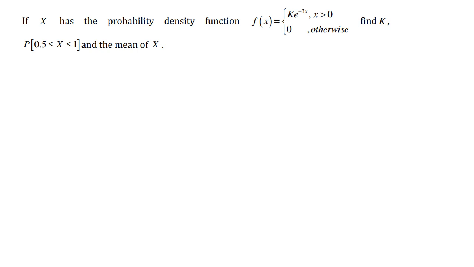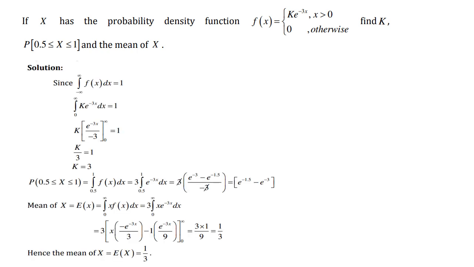So in the next sum, if x has the probability density function f of x is equal to k e power minus 3x, where x is greater than 0 and 0 otherwise, we have to find the value of k, P of x greater than or equal to 0.5 and less than or equal to 1, and we have to find the mean of x.